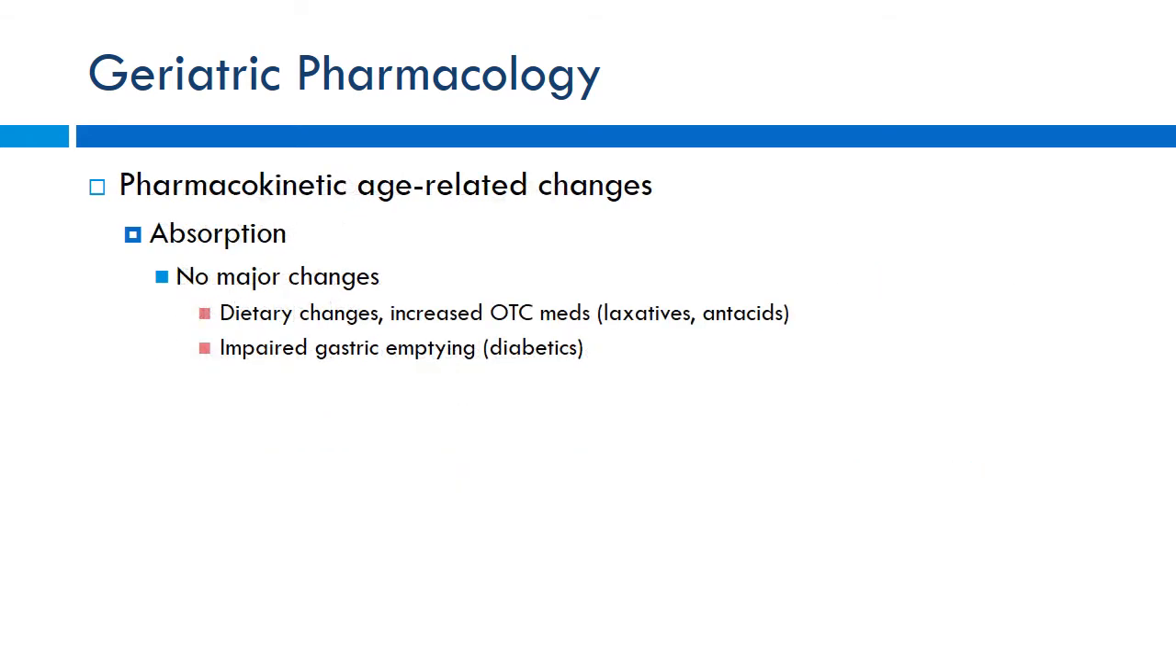Looking at absorption, usually you don't see any major changes, but the biggest things you can run into are certain dietary changes leading to drug interactions. For instance, we frequently recommend that elderly patients drink lots of milk, right? Because it has calcium and vitamin D, and it's good for their bones. But if you have certain medications that can bind with those, like fluoroquinolones, which are a type of antibiotic, you may have decreased absorption, and thus the infection may not be cleared very well.